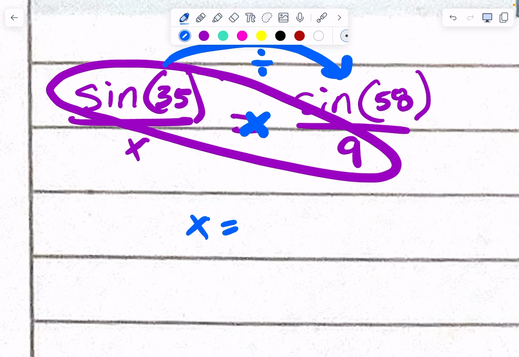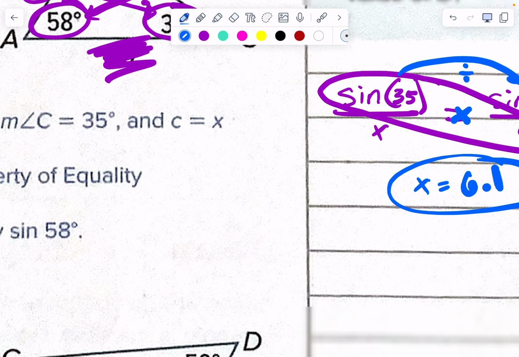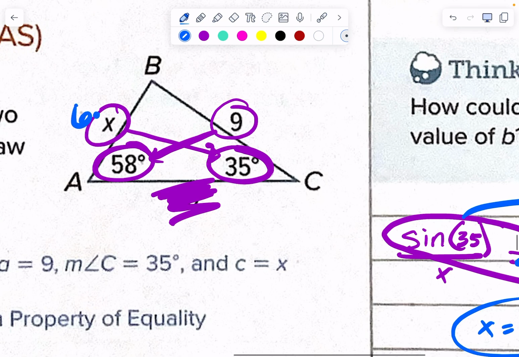6.1. Yeah, let's see if this seems reasonable. Okay, 6.1 is this guy here. Here's how I compare. Ready? 58 is a big angle. 9 is a bigger side. 35 is a smaller angle. 6.1's got to be a smaller side, right? So small side goes with small angle, big side goes with big angle, right? There is that. Not too bad.